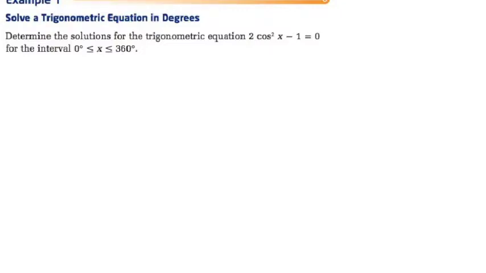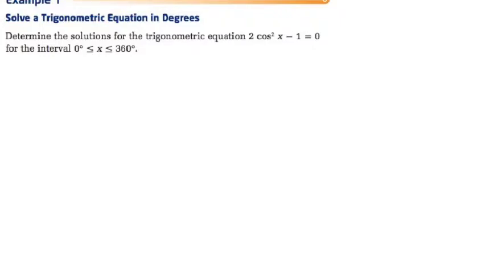Solving any equation, whether it's trig or not, involves finding the values of x that make the equation true. We're going to use the graphing calculator to help us in that. And in order to use the graphing calculator, we need to make sure that the equation equals 0, which it does, so we're good to go.